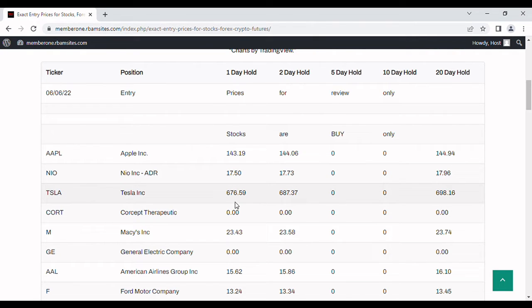And you can see here 760, 676, 687, 698. And those conform with the 1, 2, and 20-day holding periods. So what you're looking at here when you're looking at these entry periods is a system of trading that gives you an exact entry price with no guesswork, also without any significant input of your time to subjectively examine charts and so forth.